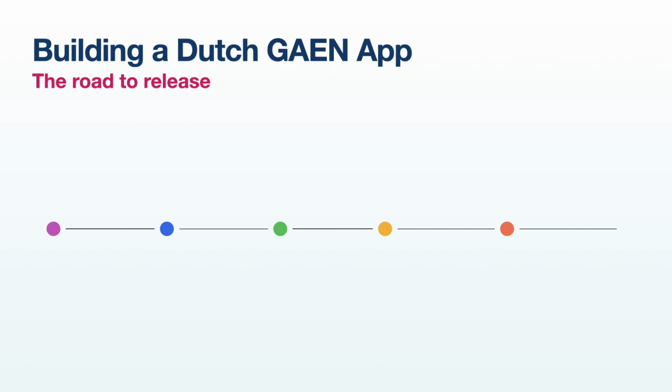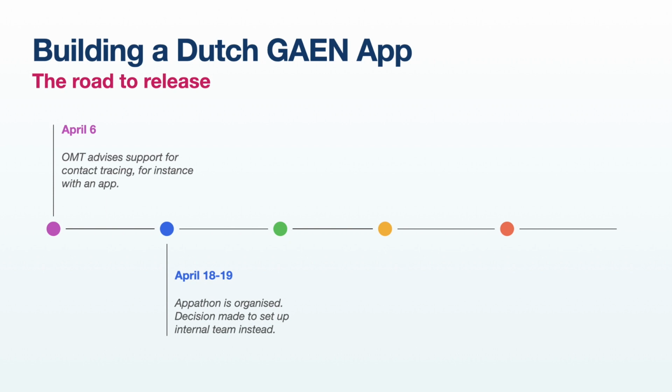So this framework was there, but how does the app actually get built? So this whole road to the app actually started in April of last year, when the outbreak management team of the Netherlands advised the government that a contact tracing application, a digital way of doing contact tracing, could actually be useful. And an appathon was then organized to find out whether there were parties interested in building such an application, and also to do a feasibility check on this kind of application, if it would actually work, because it actually hasn't been done on such a large scale yet for an infectious disease.